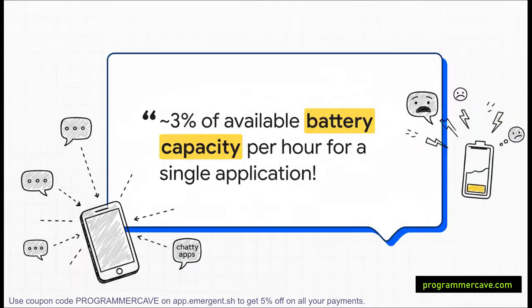So what about the battery cost? Well, a really simple polling mechanism, something that just wakes the radio every minute to check for updates, can chew through about 3% of the entire phone's battery capacity every single hour. And that's just for one app. It is truly death by 1,000 cuts. It's why just 2 or 3 chatty apps can absolutely kill a phone's battery before lunchtime.